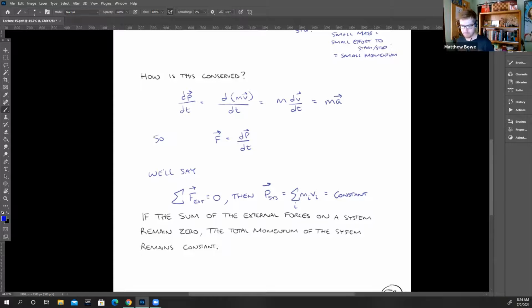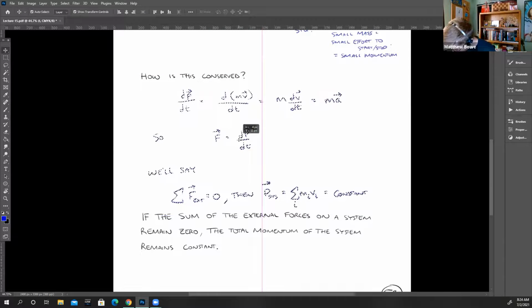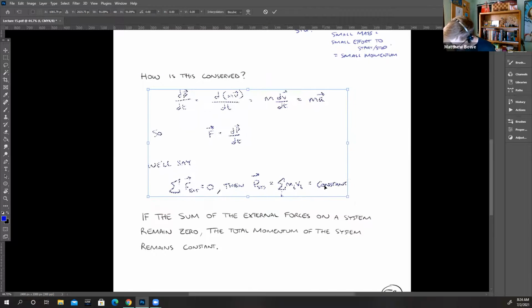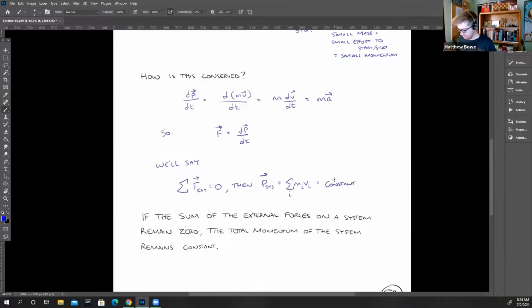All right. Let me shrink this just a hair. So we have the sum of all external forces on a system remains 0. That means the total momentum of the system remains constant. So we're going to dive into what this means in a more thorough example coming up next.